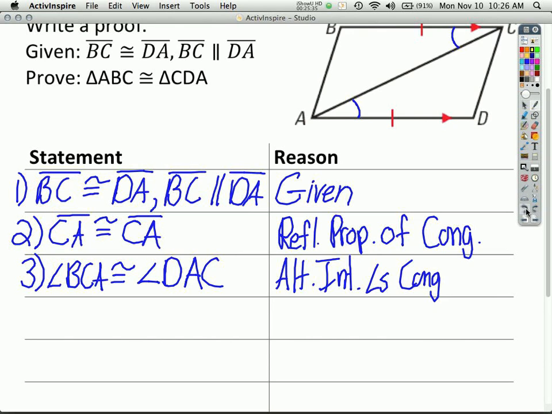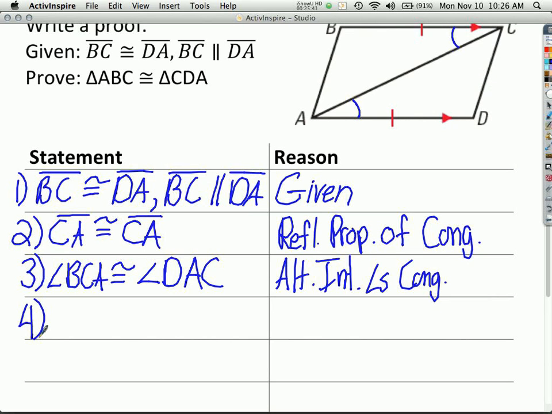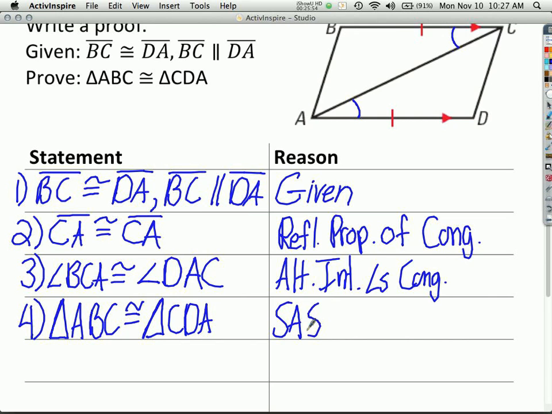We can now put the final proof statement that the two triangles are congruent, and now you're just copying the proof statement itself. Triangle ABC is congruent to triangle CDA because of the side, angle, side congruence postulate.